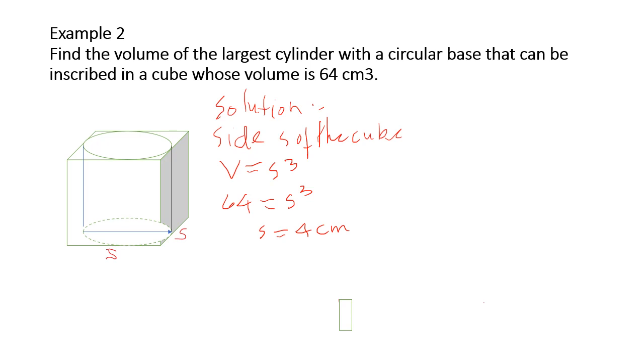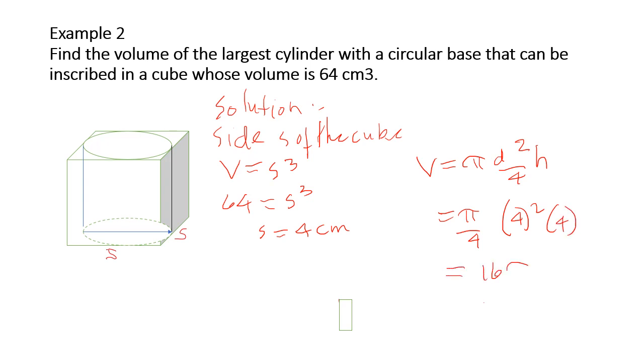So the volume of the cylinder equals pi d square over 4 times h, equals pi over 4 times 4 square times 4, so equals 16 pi, equals 50.26 centimeter cube.